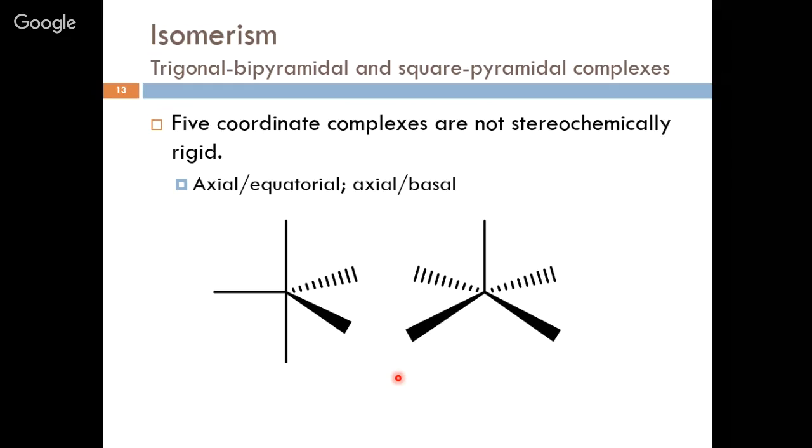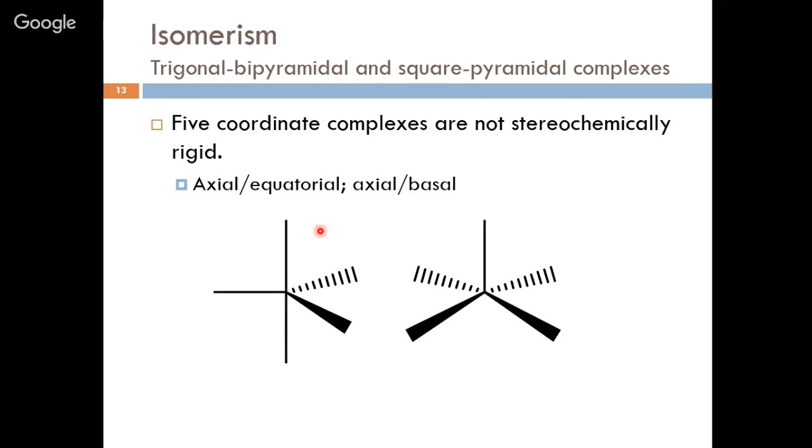Since we talked about Berry pseudo-rotations and how the square pyramid can interchange with the trigonal bipyramidal structures, and because they're so similar in energy, the 5 coordinate complexes are said to be not stereochemically rigid. And so unless we have ligands that are bi or polydentate, we really have interchange of all the positions.